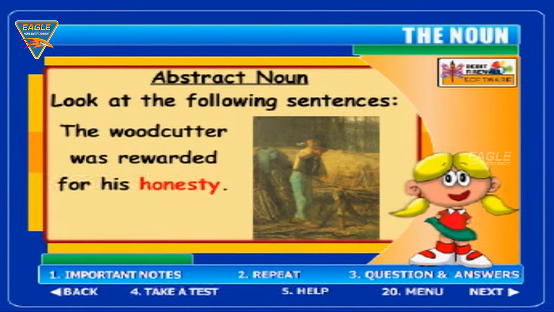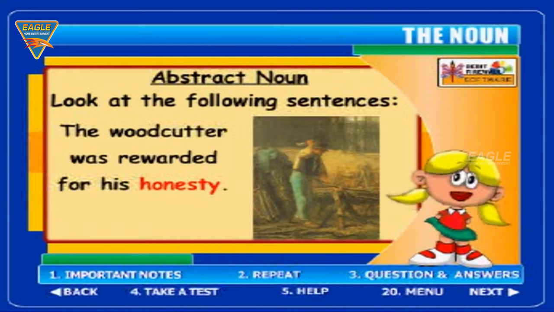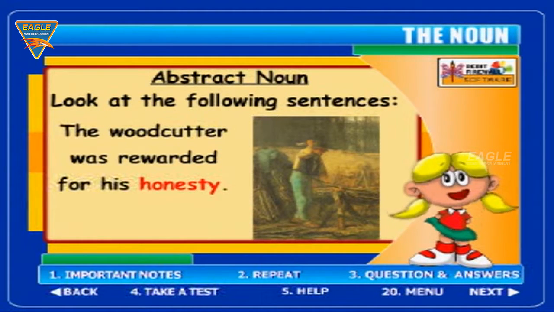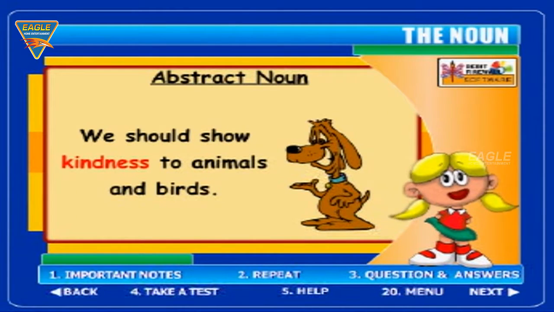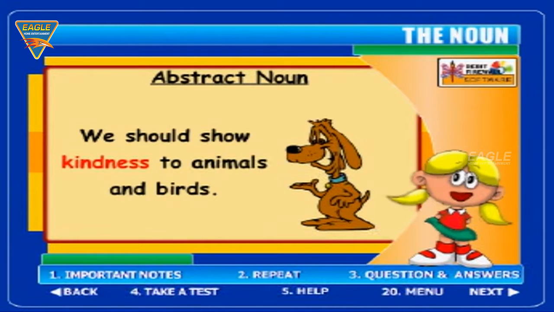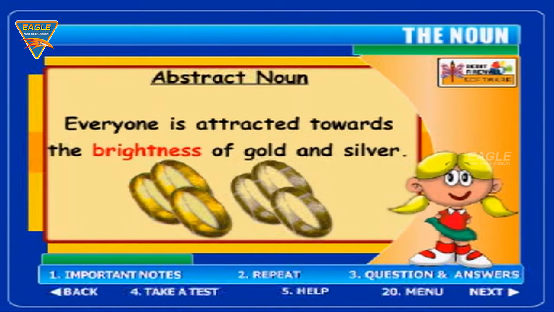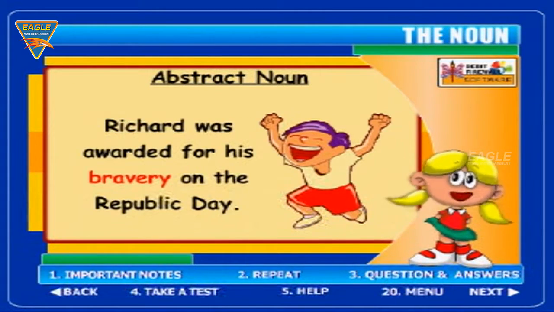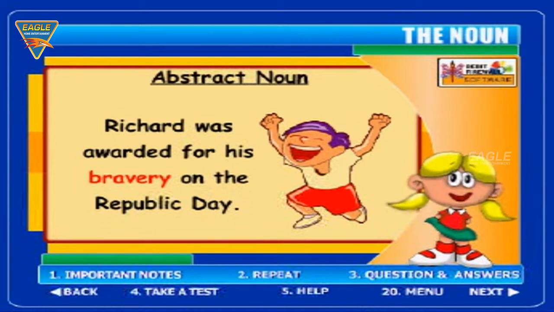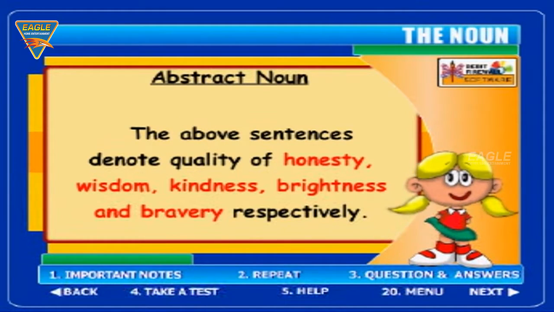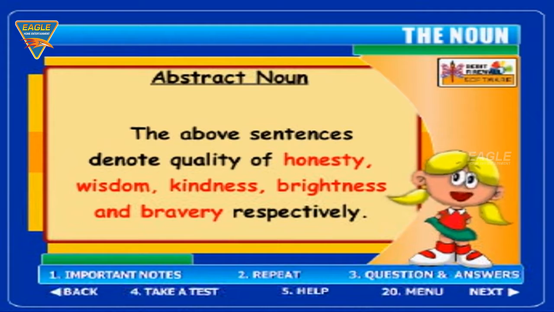Look at the following sentences. The woodcutter was rewarded for his honesty. King Albert is known for his wisdom. We should show kindness to animals and birds. Everyone is attracted towards the brightness of gold and silver. Richard was awarded for his bravery on the Republic Day. The above sentences denote quality of honesty, wisdom, kindness, brightness, and bravery, respectively.